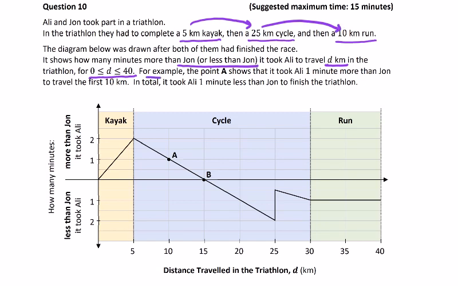And to give you an example, the point A shows that it took Ali 1 minute more than John to travel the first 10 kilometers. So just match that up there. There's distance 10 kilometers. 1 minute more than John for A. B, it looks like they took the same length of time. And have we any other points? We have something going on here maybe. And here.